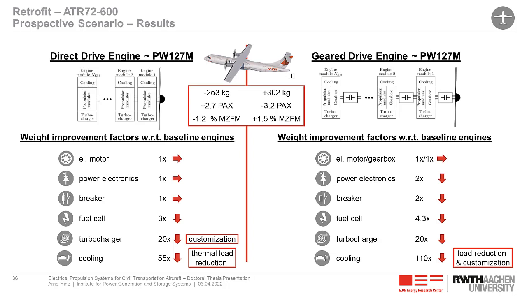On aircraft level, this will result in best case in a weight reduction of 250 kilograms, or in worst case, in a weight increment of 300 kilograms. Or measured in passengers, for the best case, we can take 2.7 passengers more on the aircraft. In the worst case, 3.2 passengers have to step out.